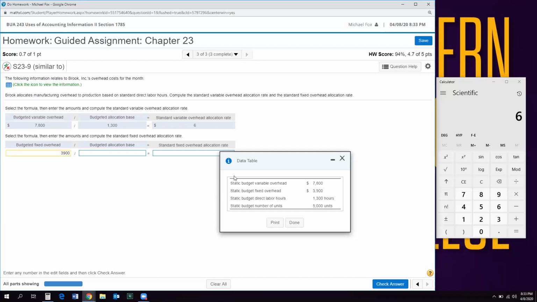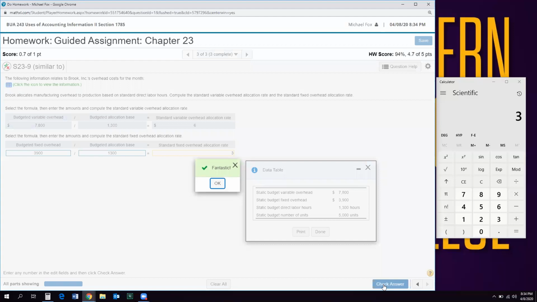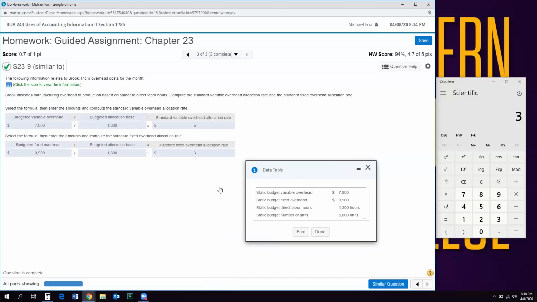Our budgeted allocation base, which I believe is number of units for this one. No, it's not. Let me see. Okay, so it's still, let's see, standard direct labor hours. So it's still direct labor hours, which is 1,300. So that should be $3, right? 3,900 divided by 1,300, $3. And that's it.